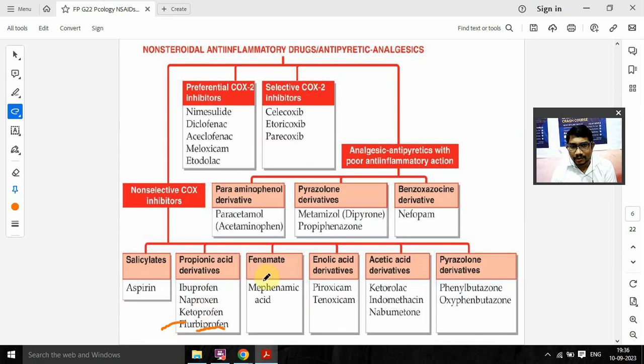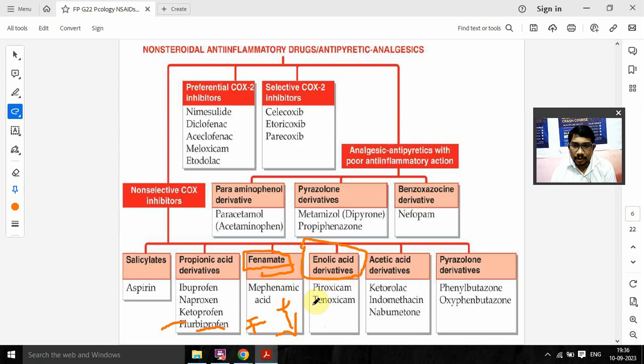Third category in the non-selective: phenamate, or they are also known as fenamic acid derivatives. इसमें आएगा mefenamic acid and flufenamic acid, दो है. And most of these are used for dysmenorrhea in girls. Mefenamic acid and flufenamic acid, they are the fenamic acid derivatives. Okay. Then enolic acid derivative. Enolic acid, और इसको बोलते हैं phenyl acetic acid derivative.